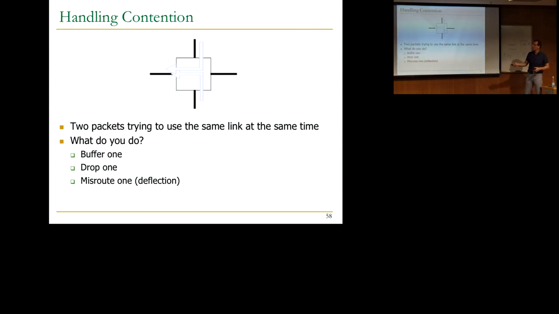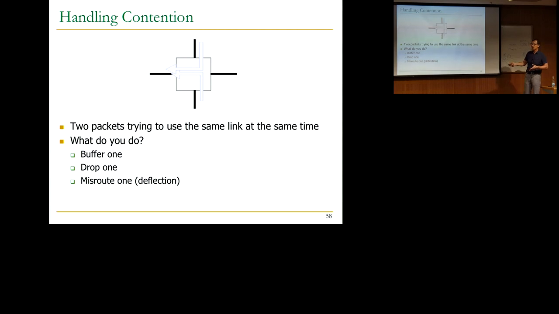If you do the dropping, that's good. You may get rid of the buffers. But now you need to ensure that the packet gets resent by someone, so you need to communicate to the sender that you dropped their packet. If you misroute one, you don't need to communicate anything to anyone. That's good. But you need to have some place to misroute it, first of all. If all of the links are busy, you cannot misroute it. So what do you do in that case? Well, your network topology needs to allow you to misroute.